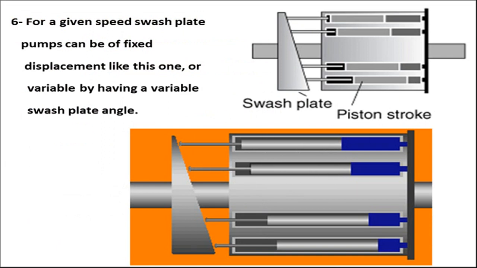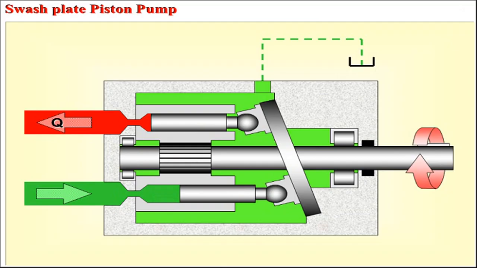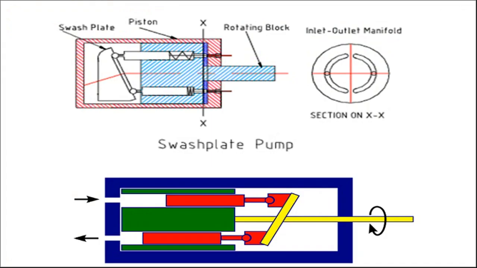So this is a swash plate type of pump. You can see that this is an inclined plate, and on that plate an array of pistons is attached. Because of the change in angle of this plate, I can vary the discharge. This is the same detailed diagram.